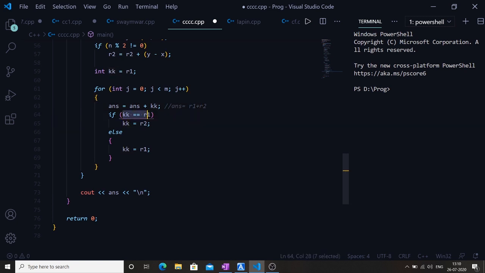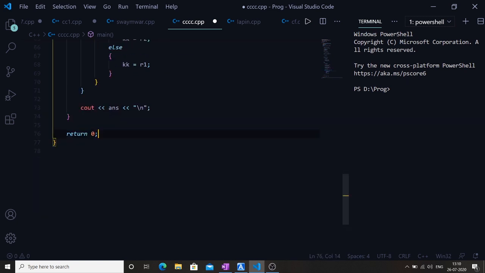Now it is not equal to r1, so it will come in the else part, it will become r2. So answer becomes plus r2. Okay, getting it? Then again r1 plus r2. So this will continue until this condition gets dissatisfied, and finally we are printing the answer.